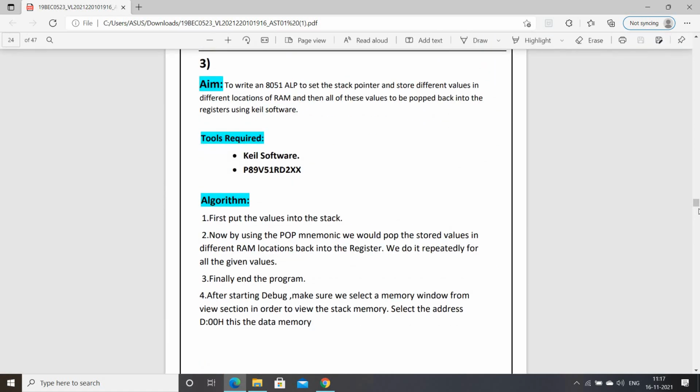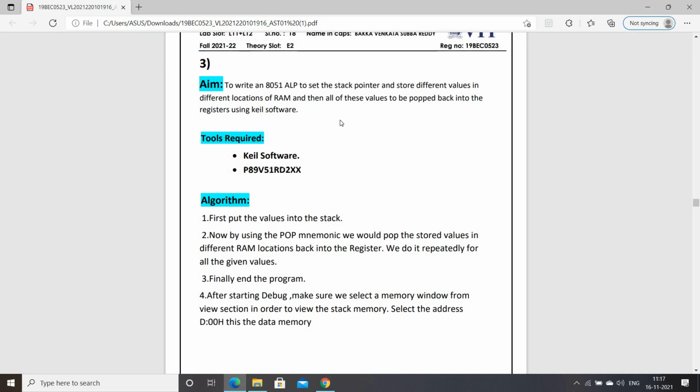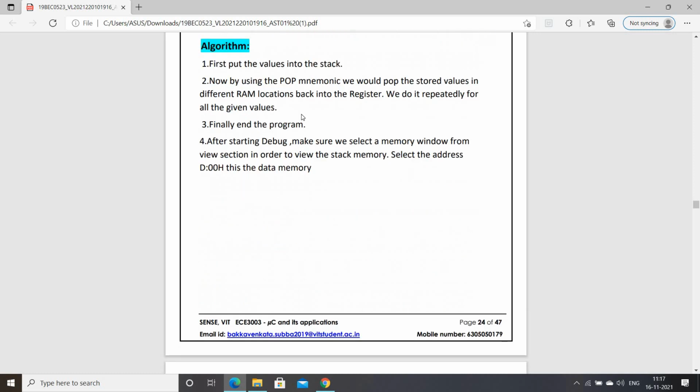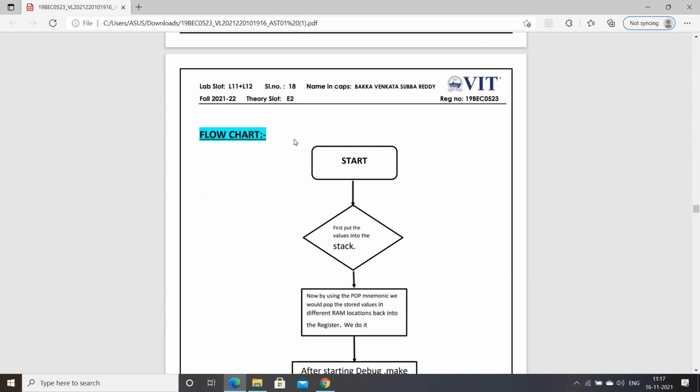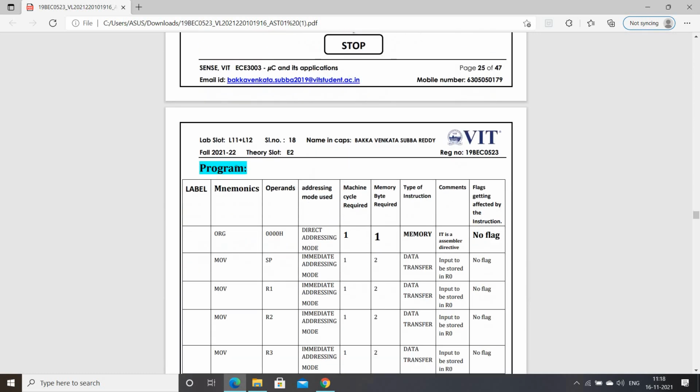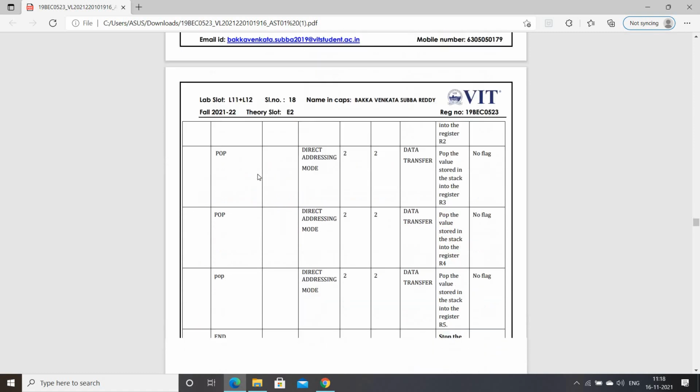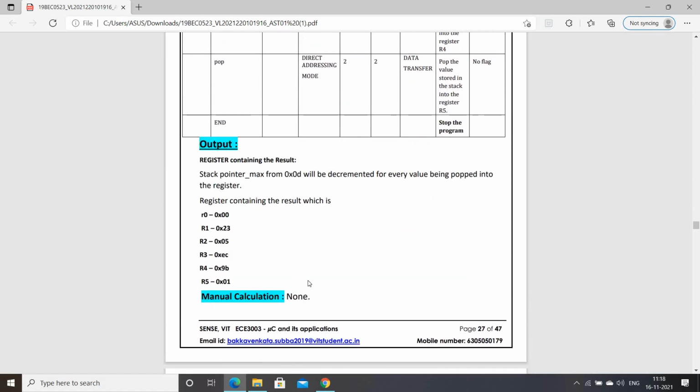And coming to the third question, our aim is to write an 8051 ALP to set the stack pointer and store different values in different locations of RAM, and then all of these values are to be popped back to the registers using KEIL software. So these are the tools required, and this is the algorithm that we have used. This is the flow chart, this is the program, and this is the output.